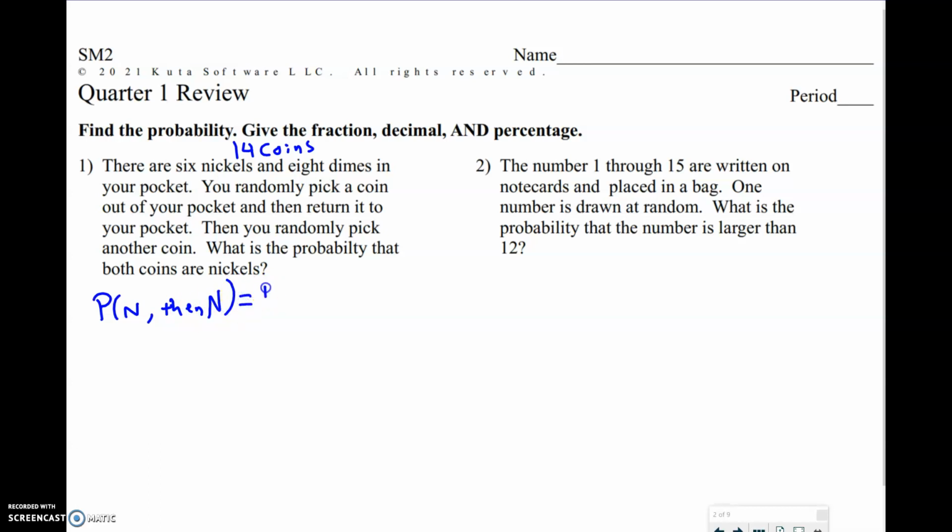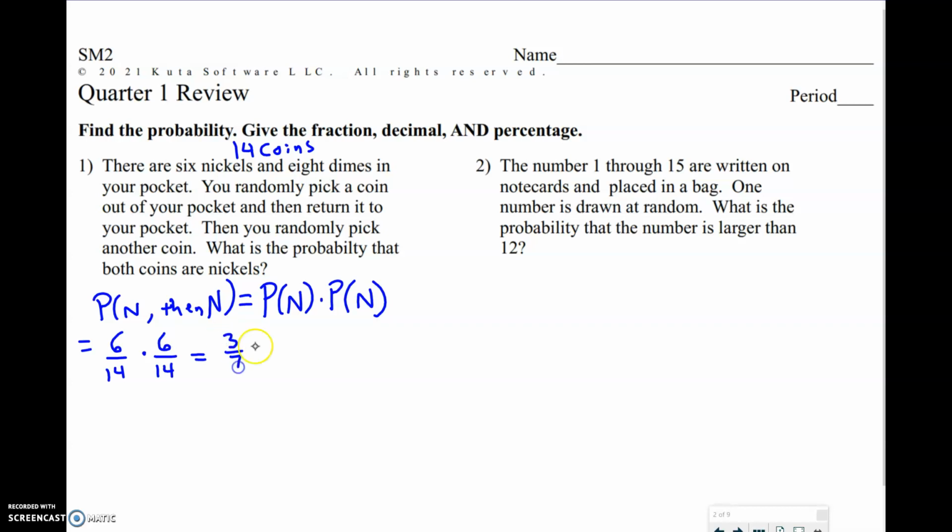Well, since I'm putting the first coin back before I draw the second one, the probability that it's a nickel in the first draw is going to be the same as the probability of a nickel in the second draw. And that probability is 6 out of 14, because I have 6 nickels out of the 14 total coins. And I have that multiplication, because we had a rule for probability that said the probability that the first thing happens and then the second thing happens, we can multiply the two probabilities together.